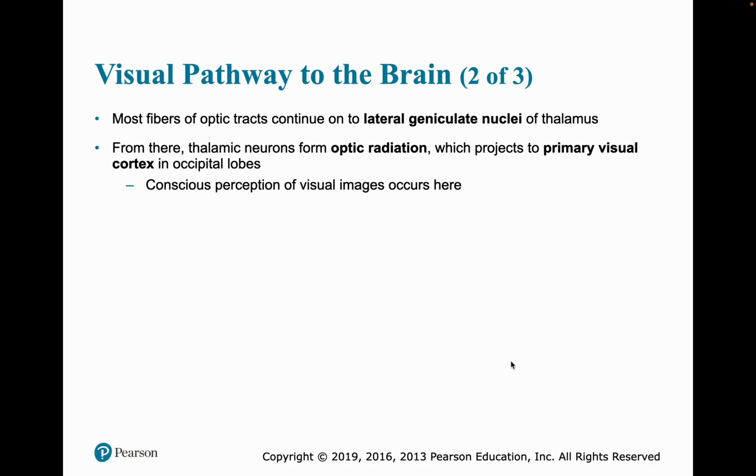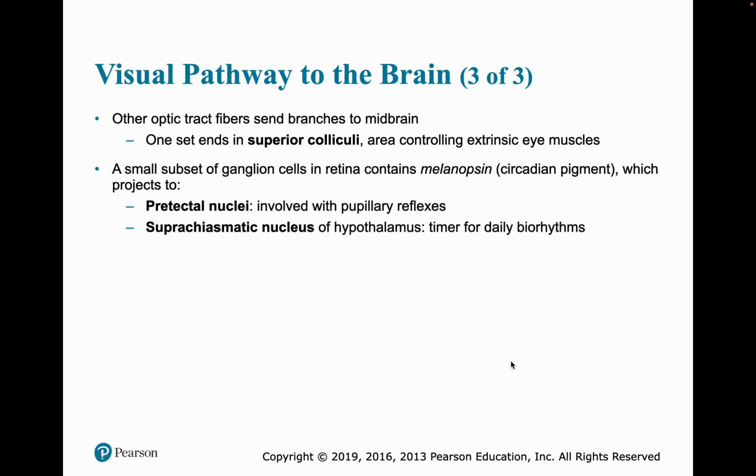Most of the fibers of the optic tract continue on to the lateral geniculate nuclei of the thalamus. From there, the thalamic neurons form optic radiation, which projects to the primary visual cortex in the occipital lobes, and this is where we get conscious perception of the visual images.